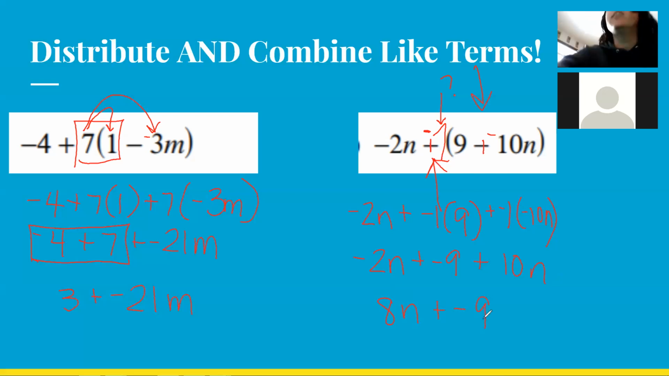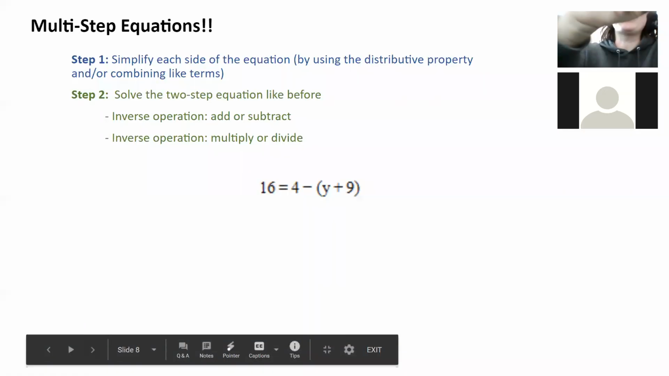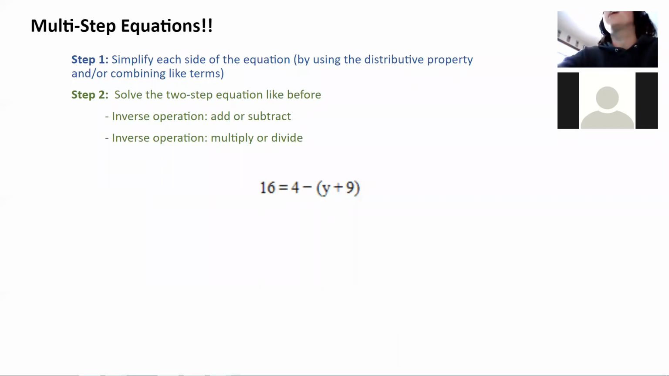Very good. Good stuff. Okay, let's transition this into equation solving. So today we're going to talk about multi-step equations and then solving with a variable on both sides. I'm kind of moving into next week slightly just for you guys who have already done the work. So these are our steps to solving multi-step equations. Okay, step 1. Simplify each side of the equation by using the distributive property and or combining like terms.